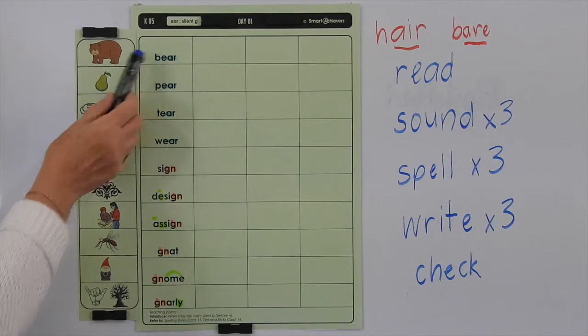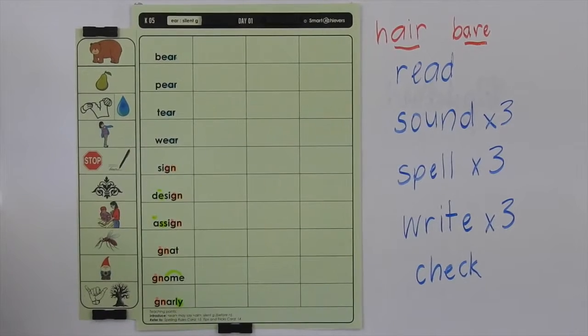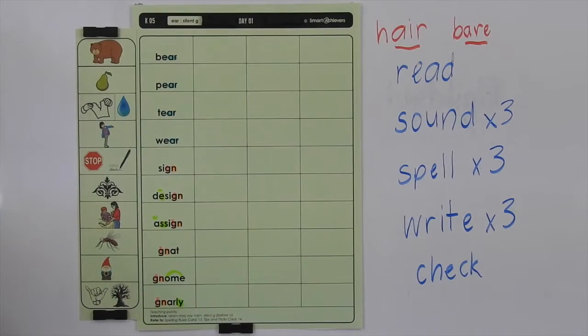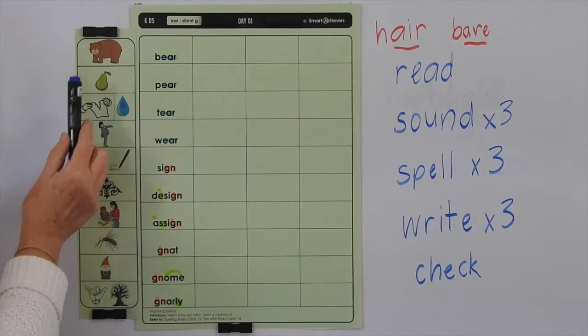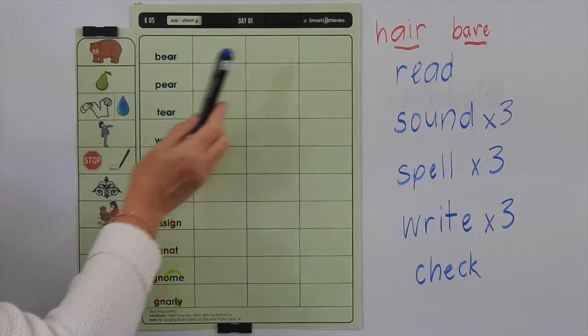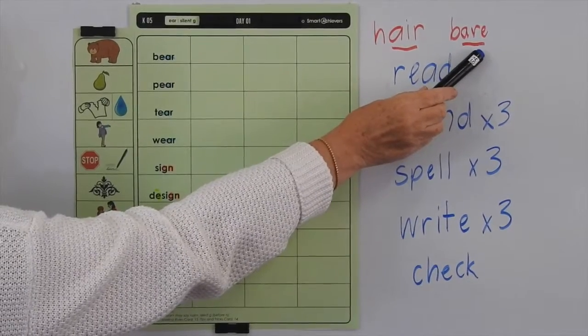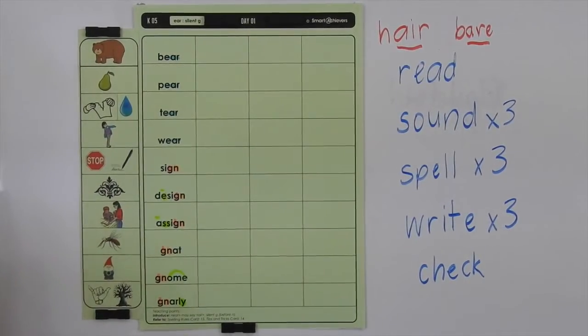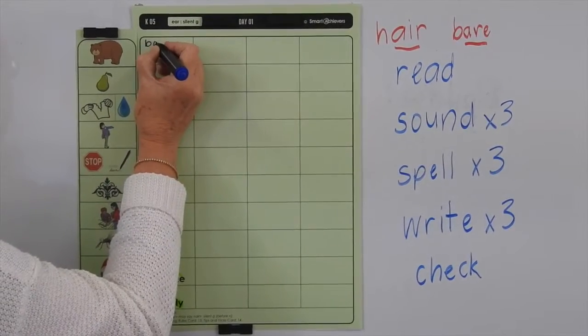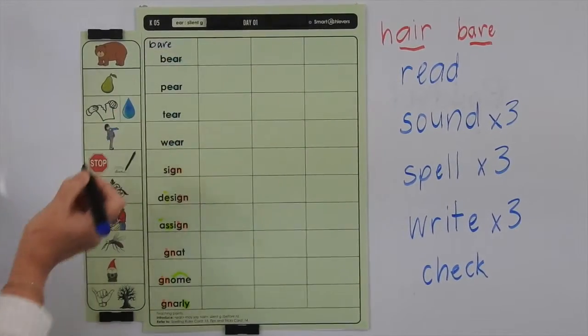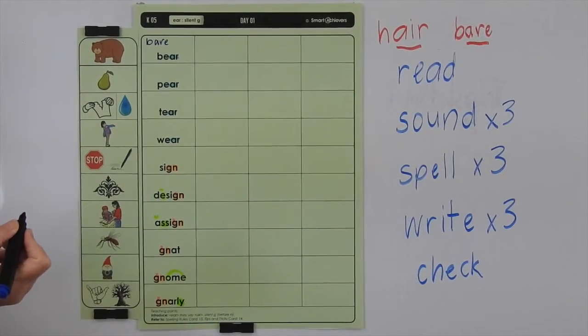Well, this bear means an animal. It could be a koala bear, a panda bear, a big brown bear. There's all sorts of different types of bears. And the bear you learnt before is when you have bare feet, when something's not covered. So we could have bear like that, or we could write it like this, but they mean different things. They sound the same, but they're spelt differently.